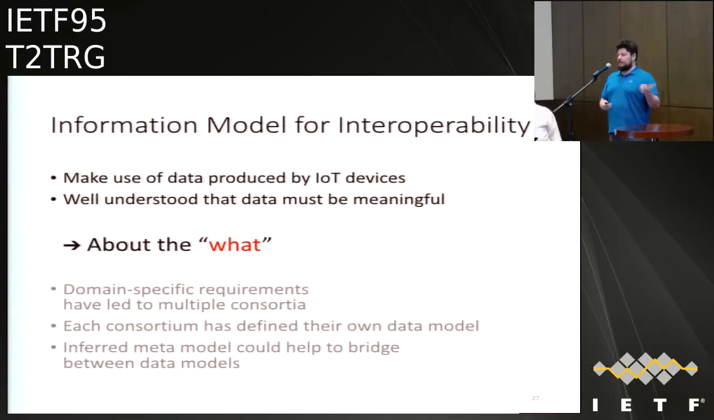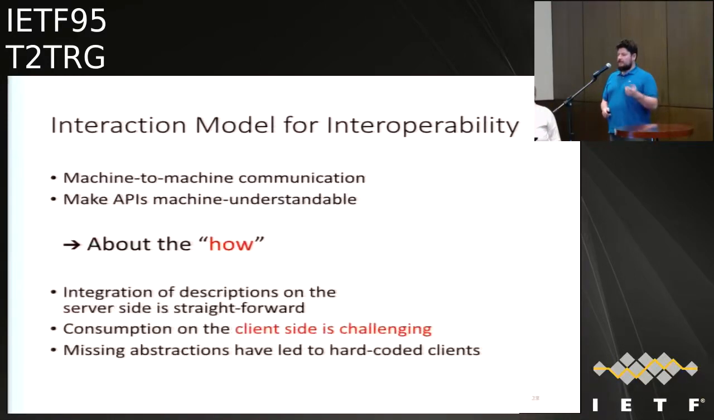This is mainly about the what: what does it mean? Our position, what we try to accomplish, is to also have a model that is machine readable to describe the how: how can machines actually access this information? What we've found so far is that it's quite straightforward to include descriptions for this on the server side, but consuming these descriptions on the client side is really hard. Also, for programmers, finding the right abstractions is hard, and that's why we often ended up with hard-coded interaction models, and we don't have this kind of machine-readable, flexible interaction model.